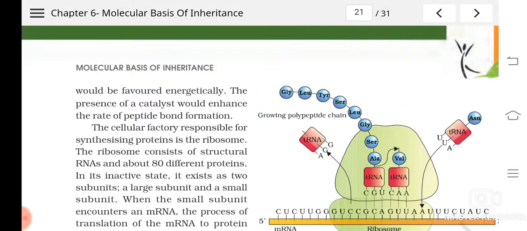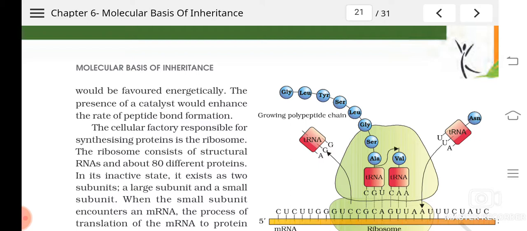After that comes initiation, where a smaller subunit encounters an mRNA and binds to the initiator codon. Then the larger subunit also gets associated with this, which initiates the process of translation. Then during elongation, what is happening? The ribosome moves from one codon to another, reading the codons.